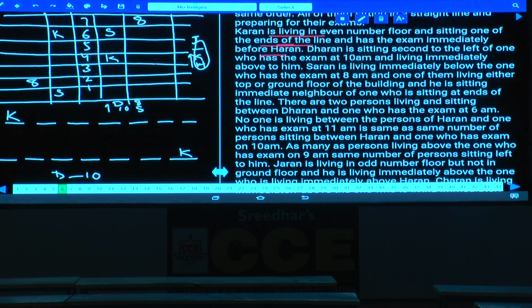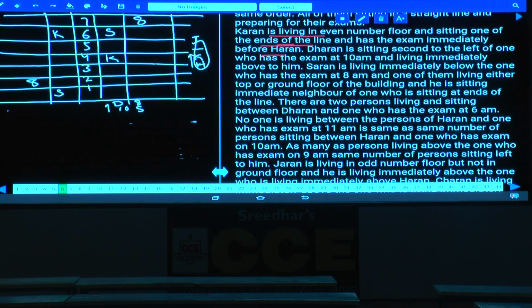Karan is living in an even number floor. Now Karan is living in an even number floor. First let us finalize this one. As we do not have that much space, we are adjusting here only. Now what about this Karan here? Because there is an information regarding these 4 positions, we are focusing on that one only. Now this Karan is living on an even number floor.